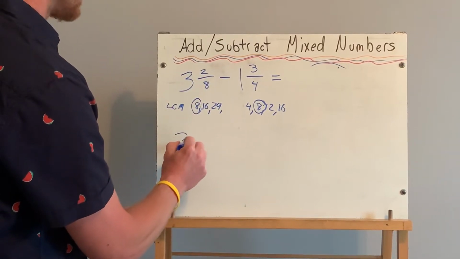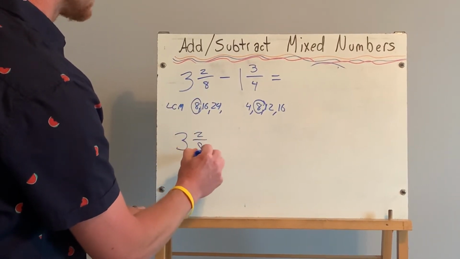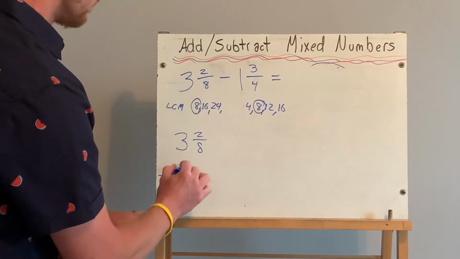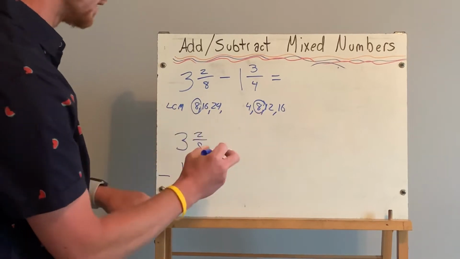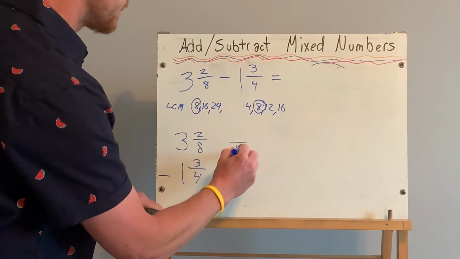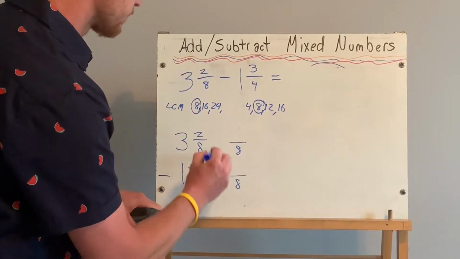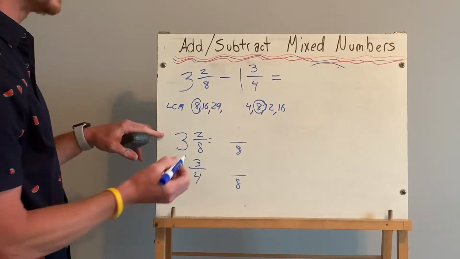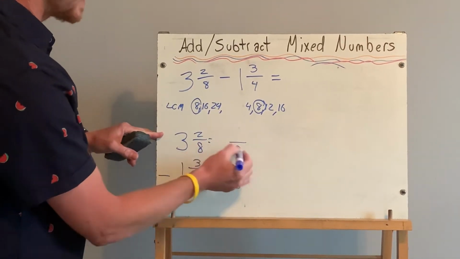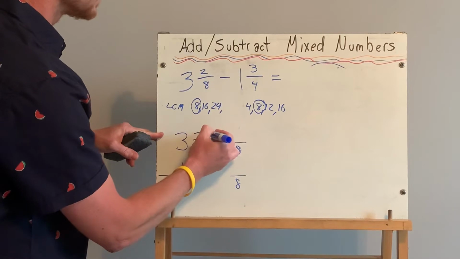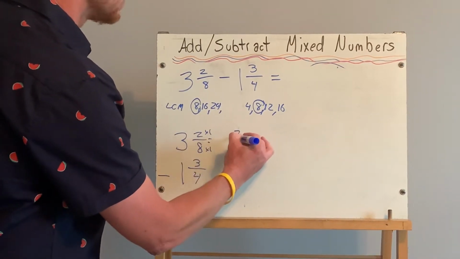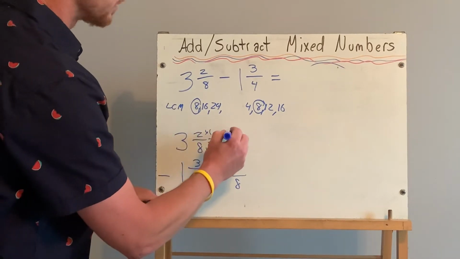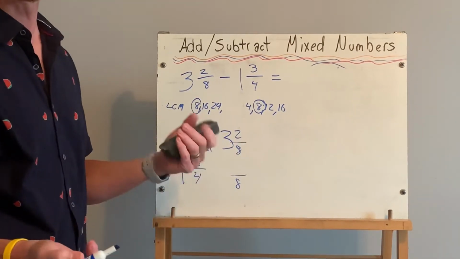We have 3 and 2/8 minus 1 and 3/4. And we have our common denominator. So I know that these denominators are going to be 8. Well, 3 and 2/8 is easy because this really doesn't change. You go from 8 to 8, we're just going to multiply by 1. So that doesn't change. 8 times 1 is 8, 2 times 1 is 2. So that stays the same, and our whole number also stays the same. So we have 3 and 2/8 again.